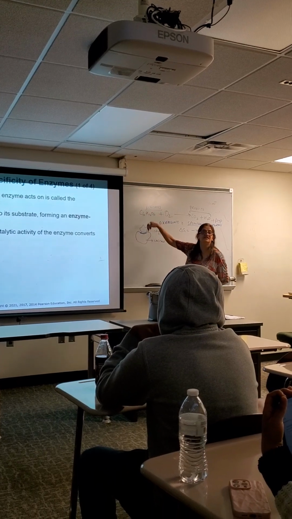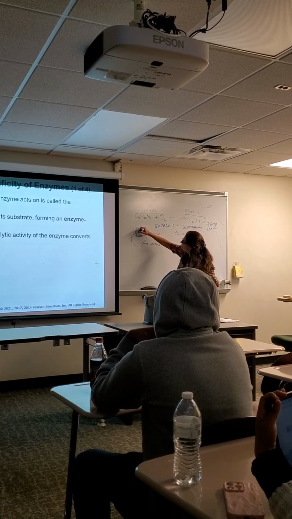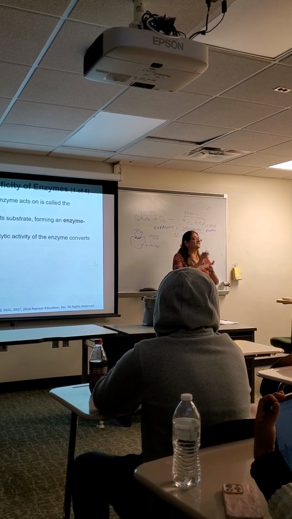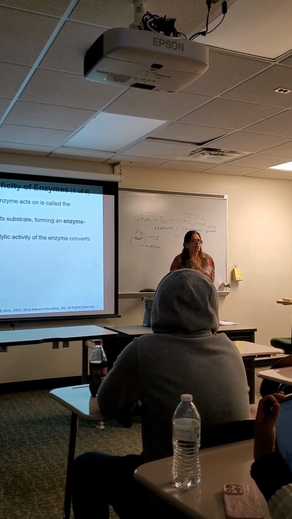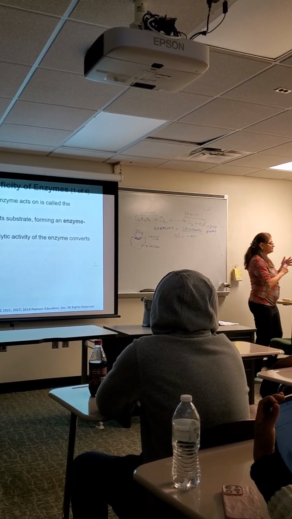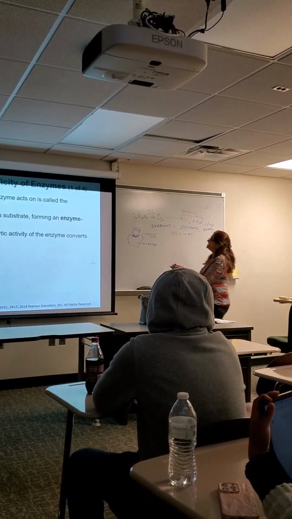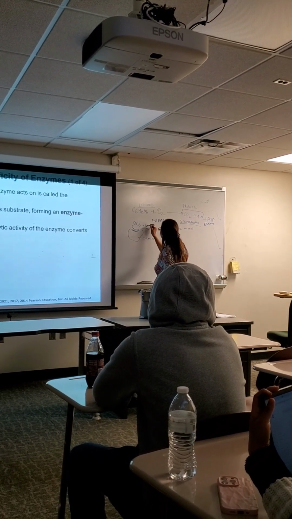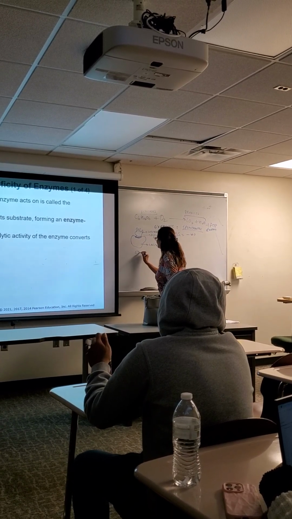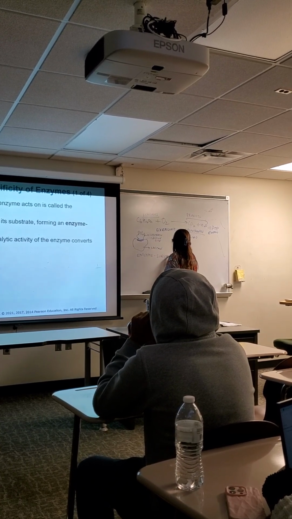It doesn't matter what the other shape is. Here it can look like this or this, but as long as the shape where it has to go into the active site is complementary, it's going to work. Make sense? So that is one of the things. That's why only a specific substrate is needed, and when the enzyme meets its substrate, so this is its substrate, right? Then it is going to form an enzyme substrate complex. Okay, enzyme substrate complex.